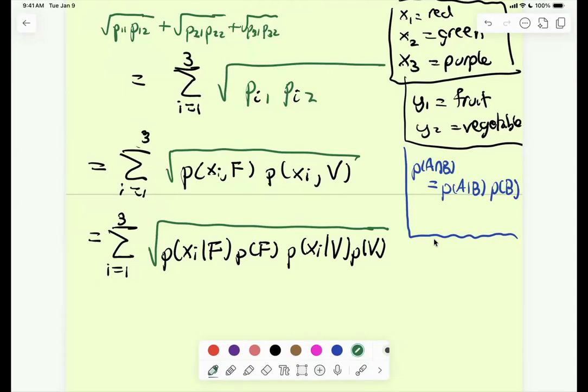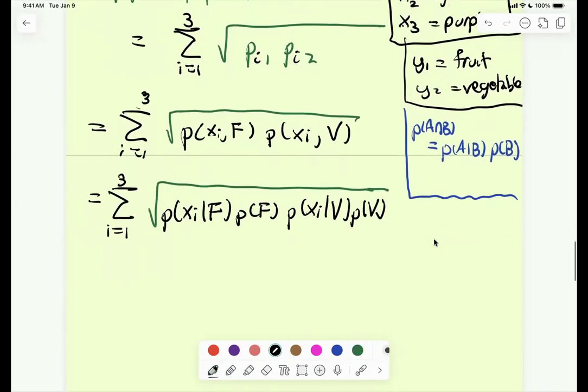And the reason I chose it this way is that these two are not affected by the index i. They are constants in the sum, so you can actually take them out of the sum. Well, they come out with the square root. You can factor them out. That's what I'm trying to say.